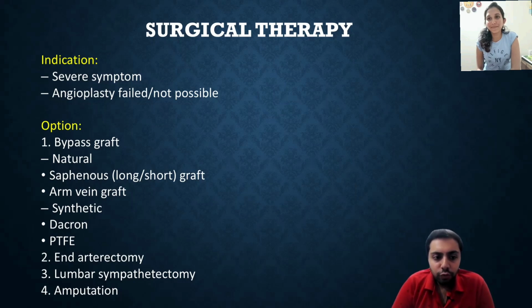And you can also go for an endarterectomy, lumbar sympathectomy. What is lumbar sympathectomy? Basically, you are giving a chemical agent to destroy the nerve so that pain doesn't occur. This is basically a palliative treatment, you can say. And amputation is for the very last stage. If gangrenous changes or gangrene are present, you have to amputate.